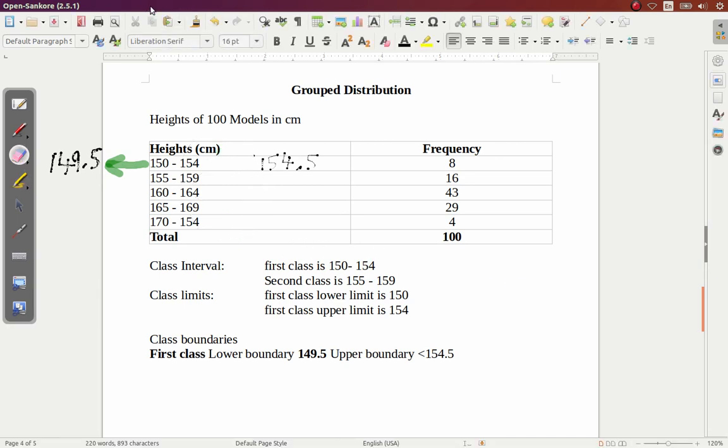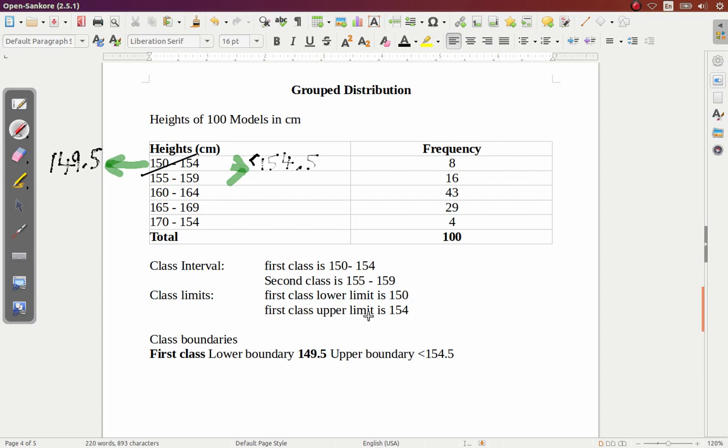I don't know why my computer keeps doing this. Just erase what I had a while ago. Let me write it again. So, anything less than 154.5, you would round it back down to 154 and include it. Now, once it touches 154.5, you would round it up to 155 and you would put it in the second class. So these are the things that you will do.